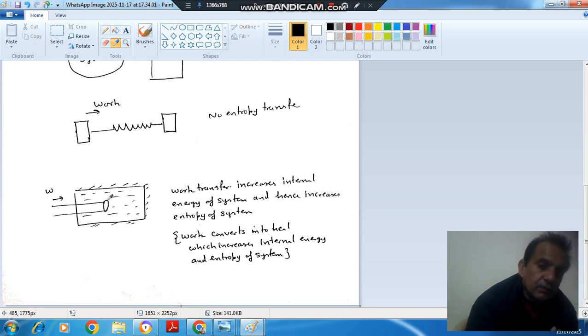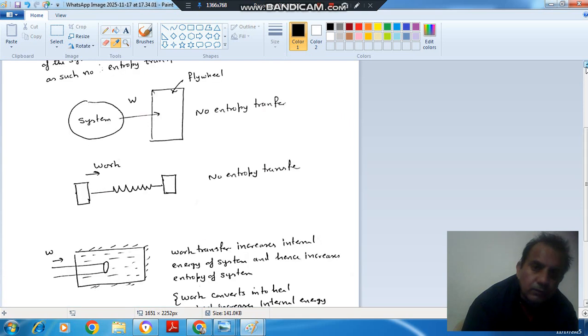That will cause a change in entropy. Here work is being converted into heat, and heat is then causing a change in internal energy, which is causing an increase in entropy. We are considering that there is no heat outflow, so its temperature will increase and its entropy will increase, as we studied in the last article.